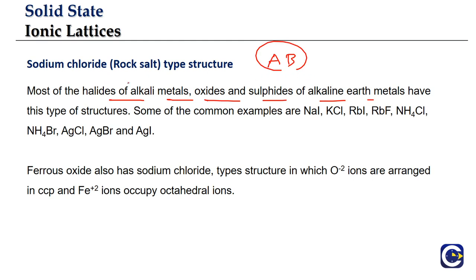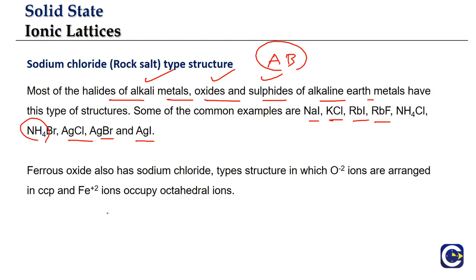So most of the halides of alkali metals and oxides and sulfides of alkaline earth metals will have this structure, like sodium iodide, potassium chloride, rubidium iodide, rubidium fluoride, and AgBr, AgCl, AgI. All of them are in the AB type form. Even ammonium chloride, ammonium bromide, because ammonium ion is like A and bromide ion is like what? B. So this is what we will be having in terms of the examples of the rock salt structure.